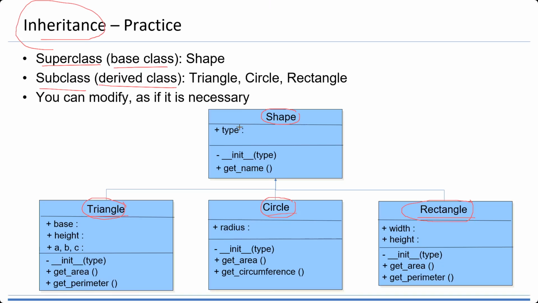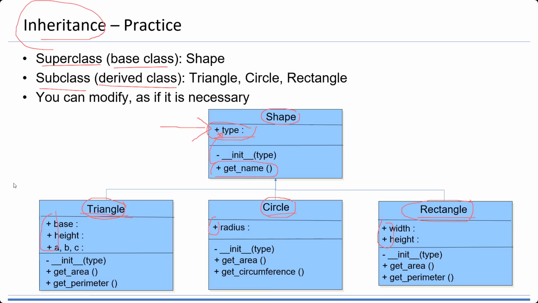Now let's suppose in this class we have one data. Okay, so all data will be plus, which means it will be public. This will be only a type. So the type can give you the information whether it is a triangle or a circle or a rectangle. And then we can get the name. So the name means we want to get the type.